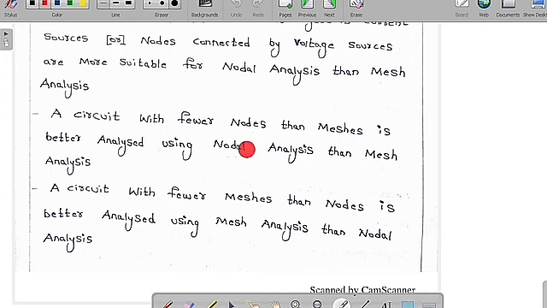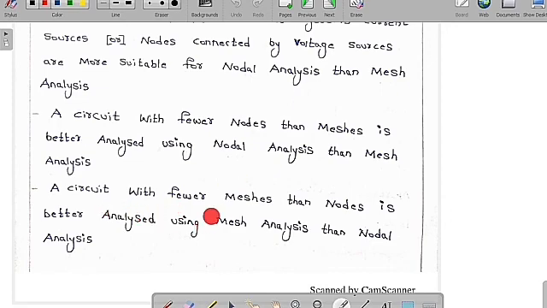A circuit with fewer nodes than meshes is better analyzed using nodal analysis rather than mesh analysis, because if a circuit has fewer nodes compared to meshes, it means fewer equations with nodal analysis than with mesh analysis. So within a short time you can solve that question with the help of nodal analysis.